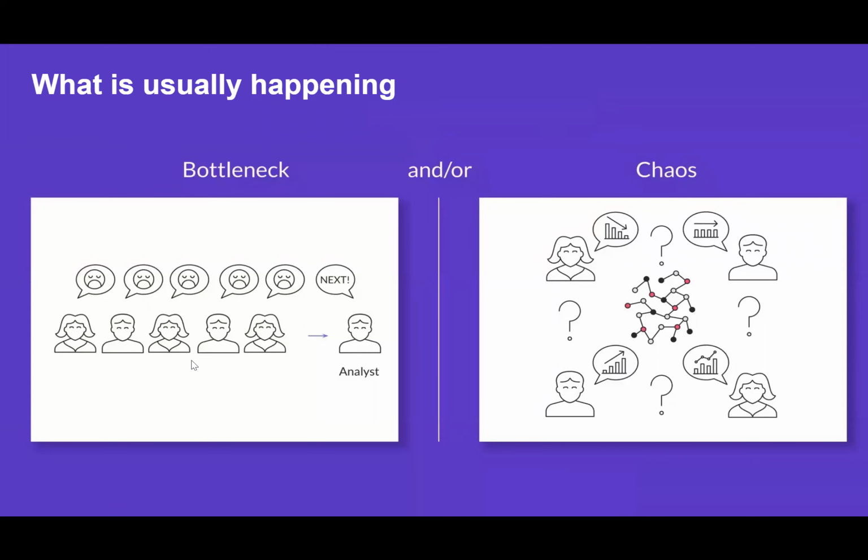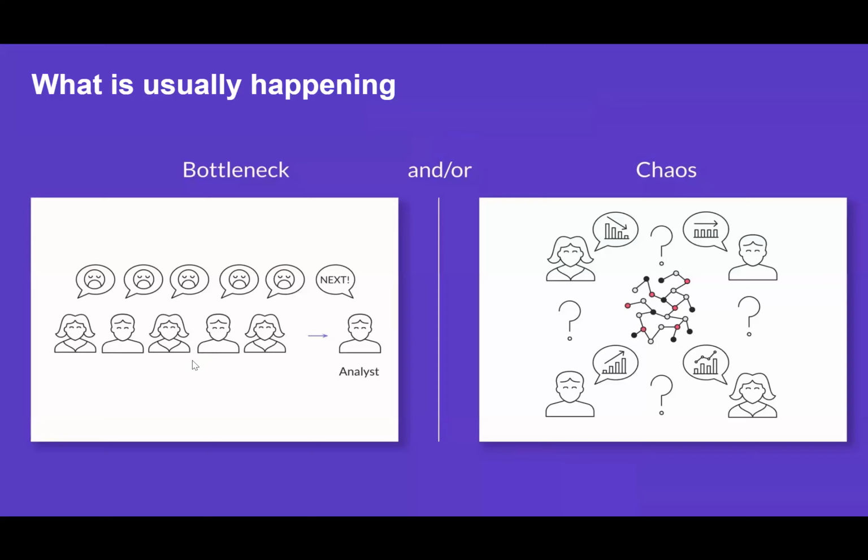So what usually happens in traditional BI? There are two issues. One is the bottleneck, another is chaos. Bottleneck means any new question or new ask from the business user always has to go to the data team or data analyst to perform the action. That is a waste of time, a time-consuming process, and heavily relying on data teams.